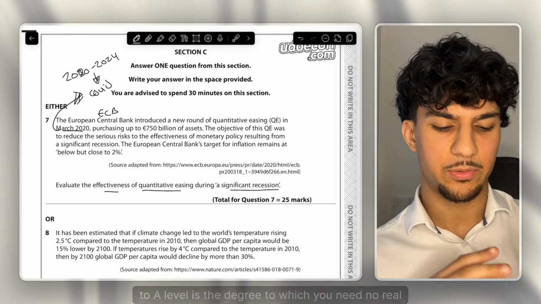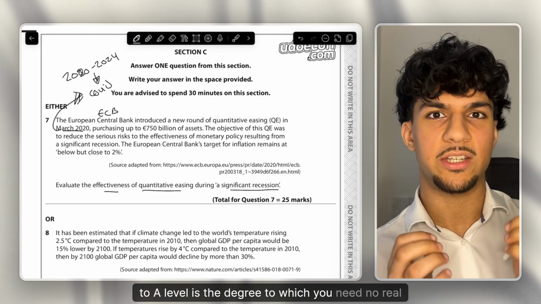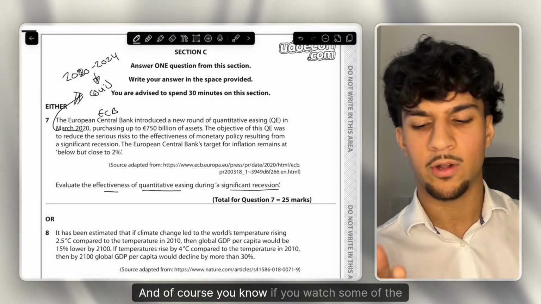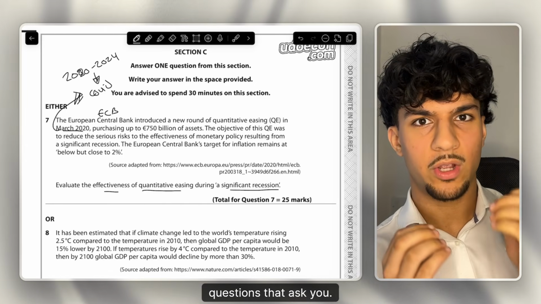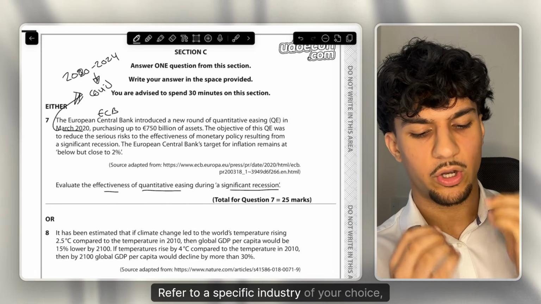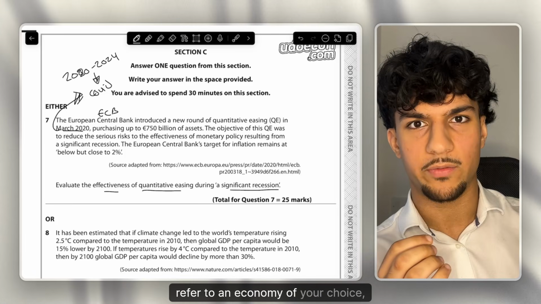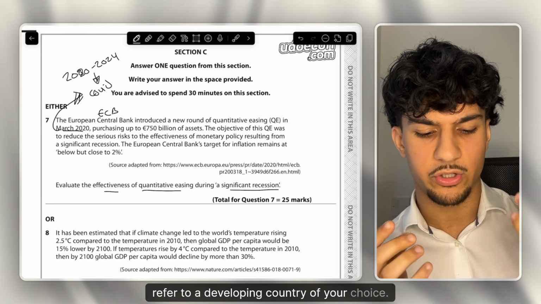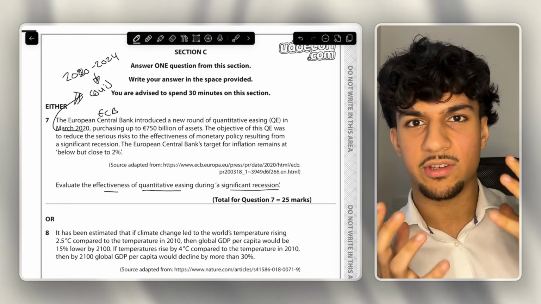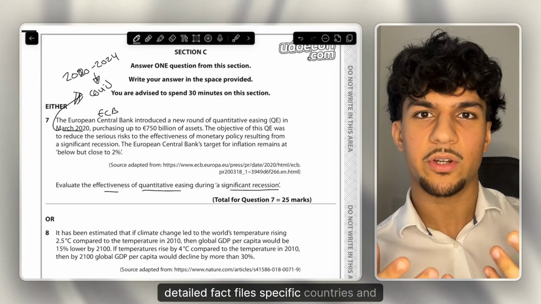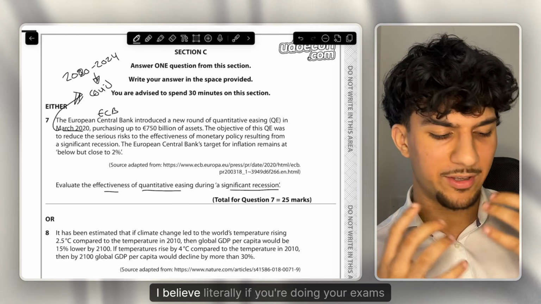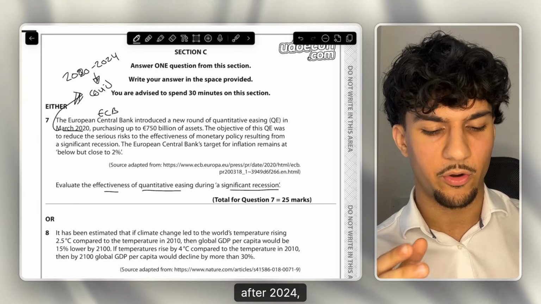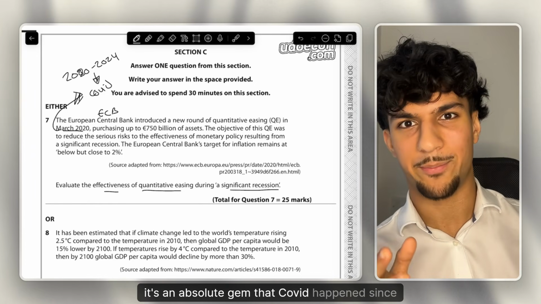One massive difference from AS to A level is the degree to which you need to know real world application. If you watch some of the previous past paper videos, there are literal questions that ask you to refer to a specific industry of your choice, an economy of your choice, a developing country of your choice. Therefore, you will need to know detailed fact files, specific countries and specific sectors, especially for macro.